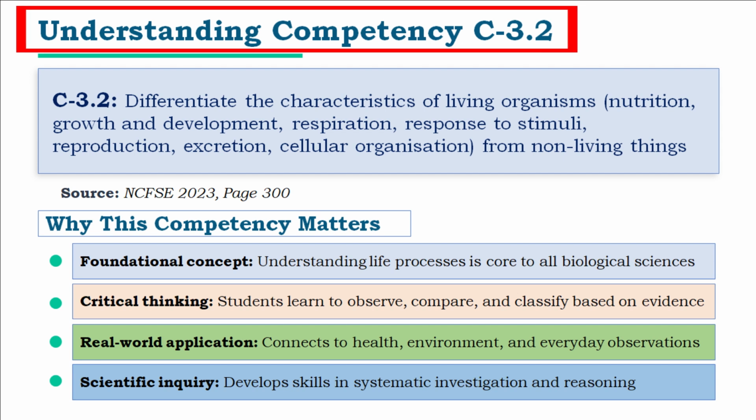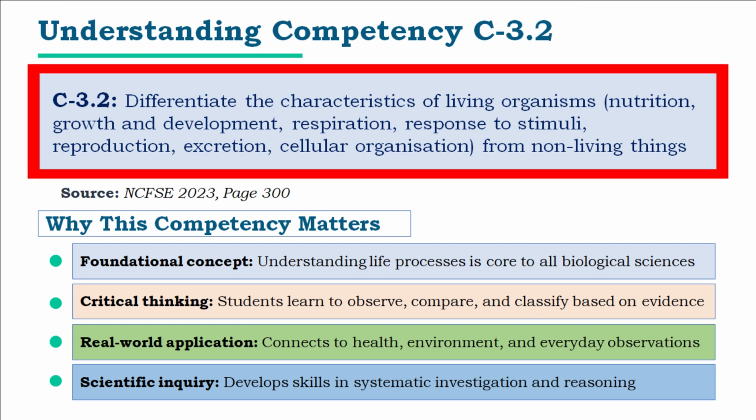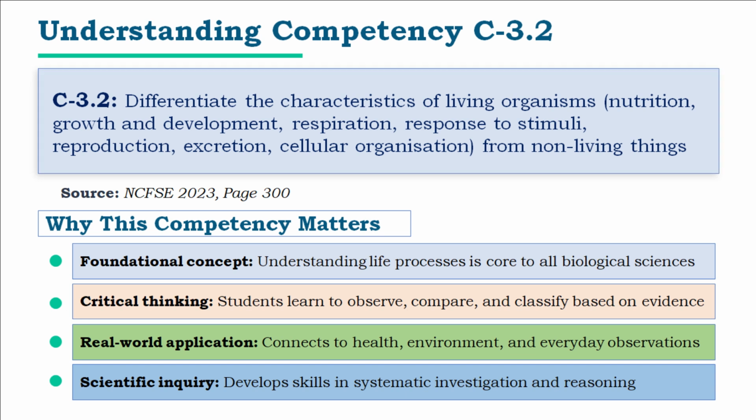Understanding Competency C 3.2. Competency C 3.2 focuses on helping learners differentiate the characteristics of living organisms, including nutrition, growth and development, respiration, response to stimuli, reproduction, excretion, and cellular organization, from non-living things. This competency forms a core foundation in biological science learning and is drawn directly from NCFSE 2023. It forms a core biological foundation for learners in grades 6, 7, and 8.